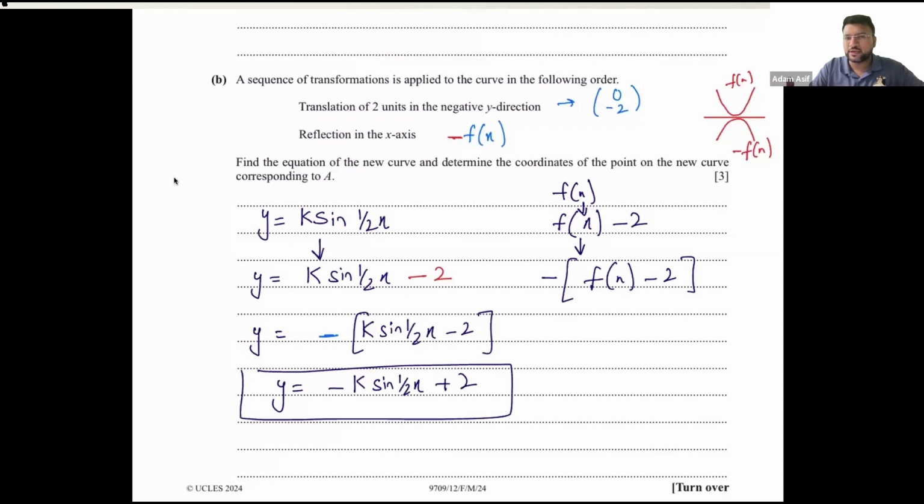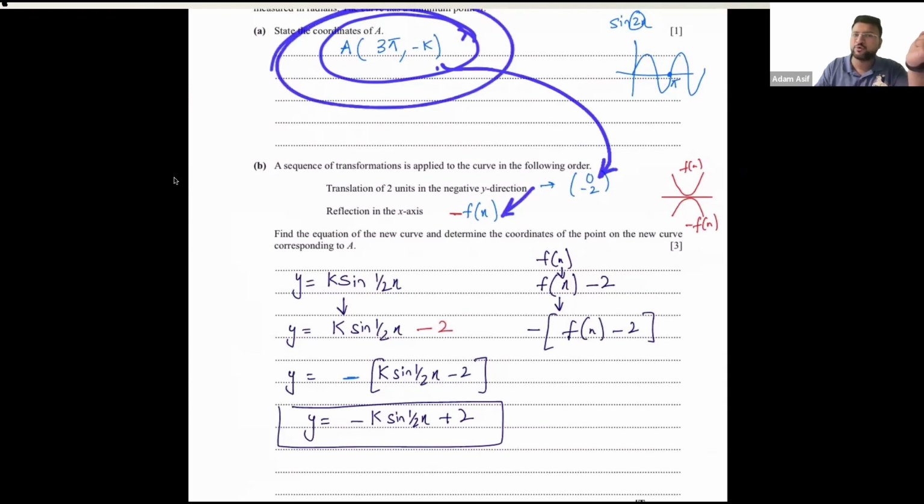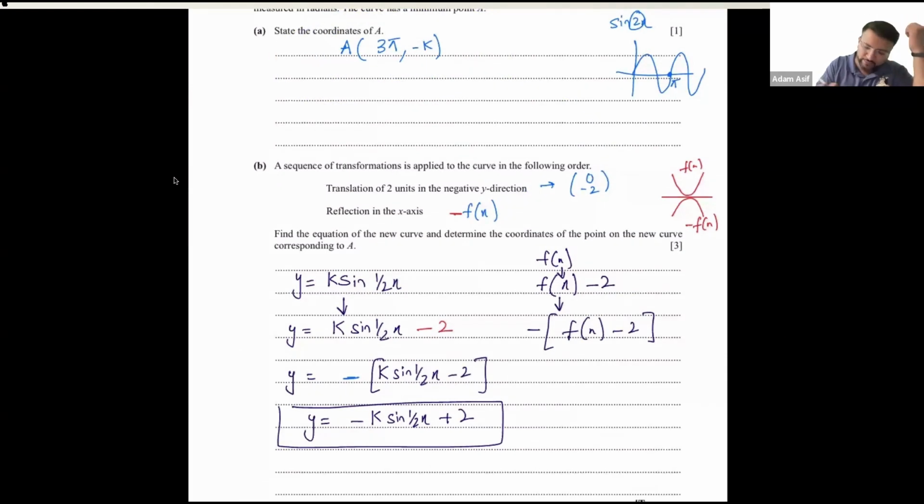अब हमें corresponding A का point find करना है. So initially A के coordinates were 3 pi comma minus k. After the two transformations, what are the two transformations? After translation in the y direction by 2 units down, and after reflection, what do you think the corresponding coordinates of point A are going to be? A के coordinates क्या होंगे? सबसे पहले हम इसको translate करते हैं. Translation हो रही है y direction में, right?